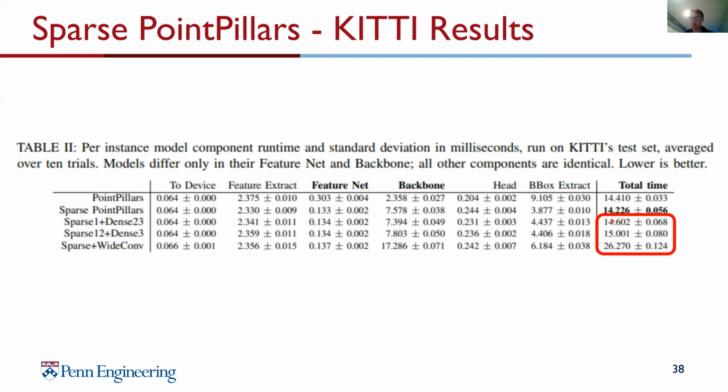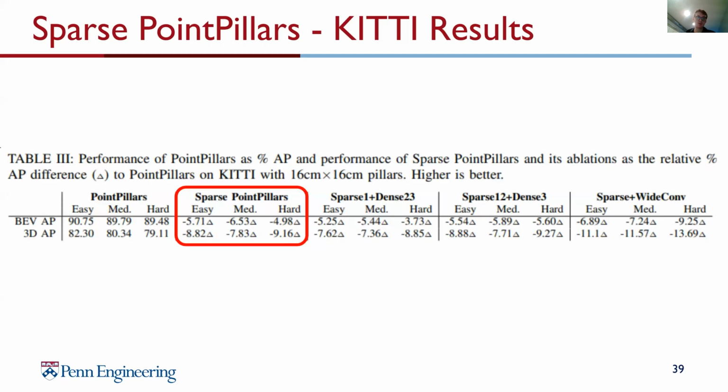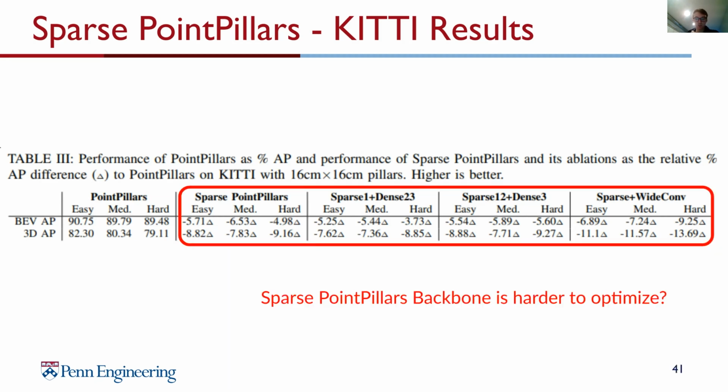But they do tell you that operating on sparse partway through and then converting to dense has a significant overhead associated with it. Also, unsurprisingly, this leads to a significant 5 to 8% AP performance hit, because, to be honest, the sparse PointPillars backbone is probably harder to optimize. And the experiment with the wide convolution shows that information smearing is not the cause of the worse performance. I think it's strictly harder to optimize as a backbone.